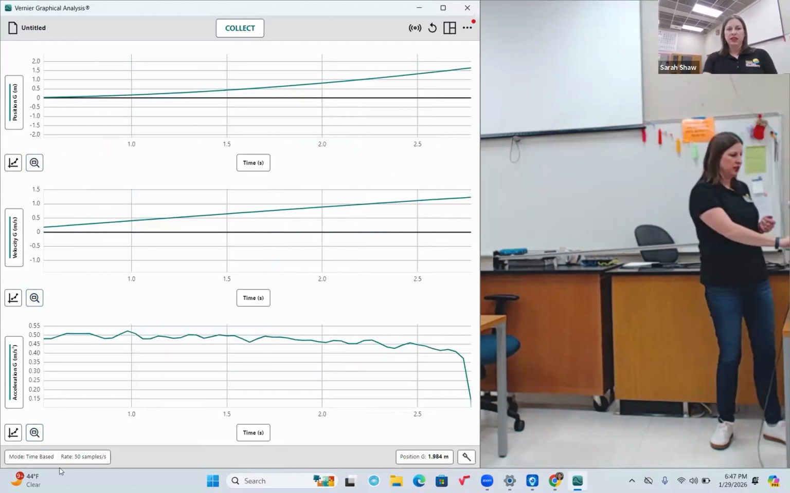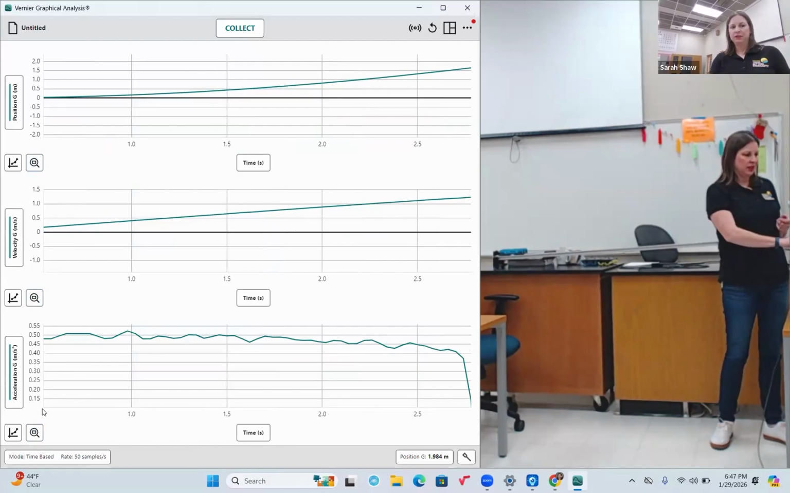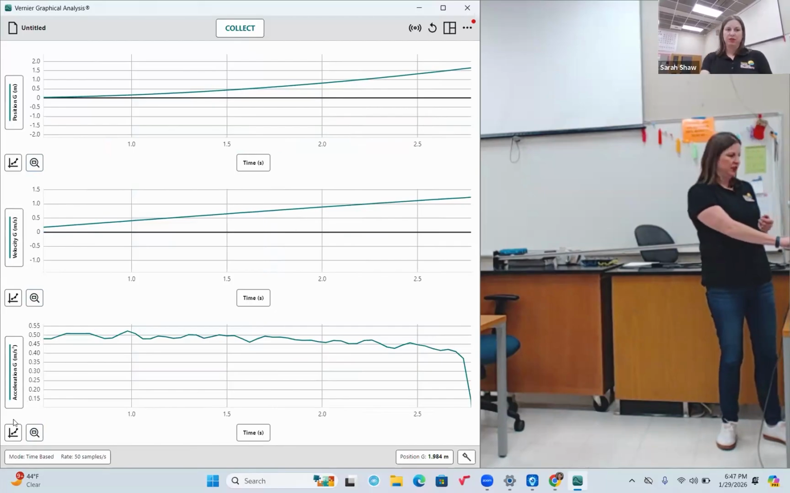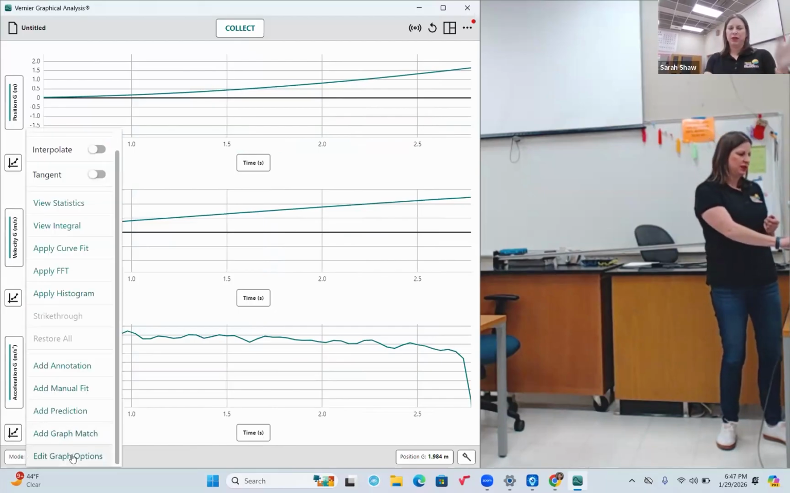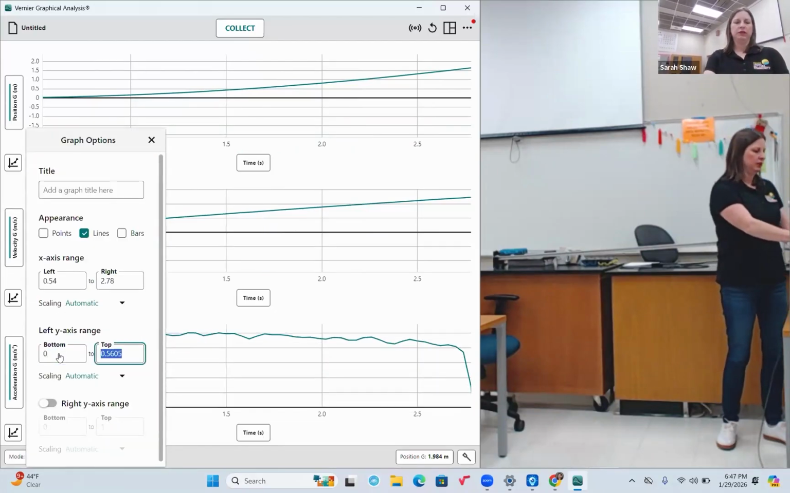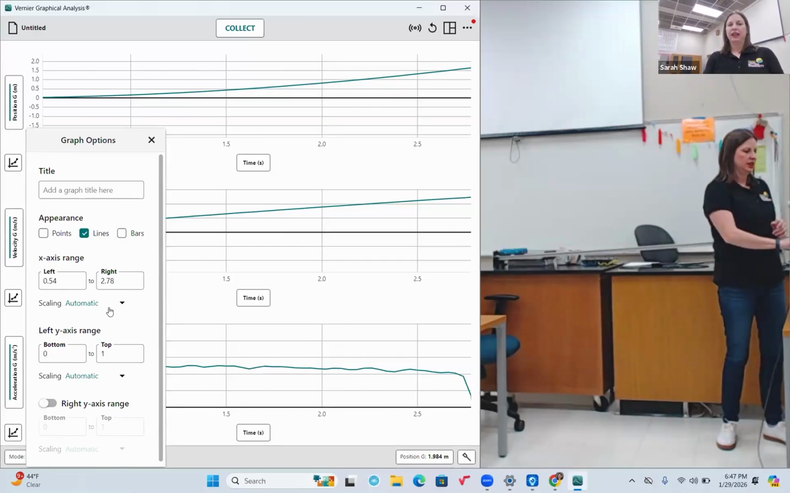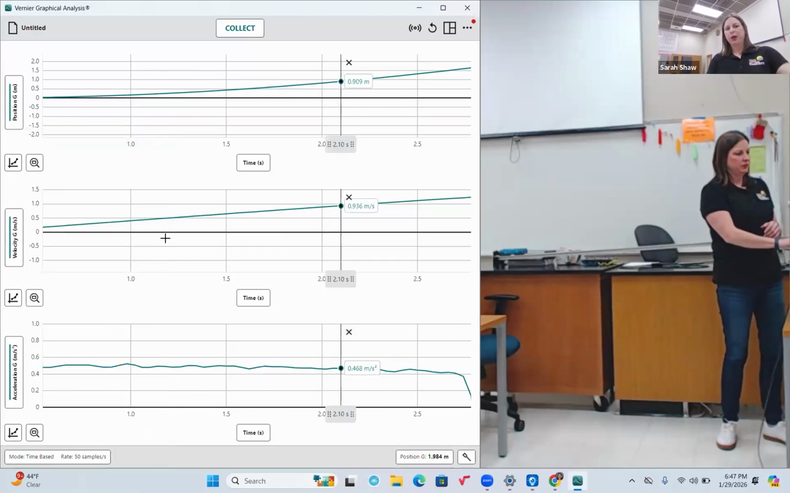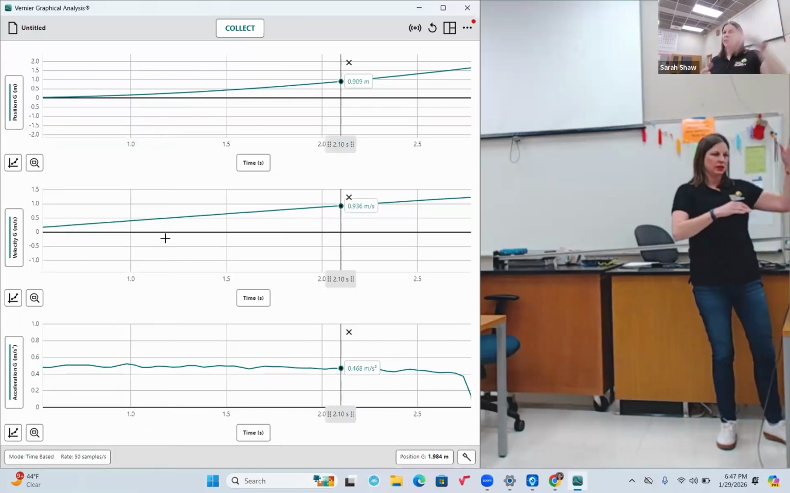And you can still adjust, like this scale, 0.15 to 0.55 meters per second squared doesn't really show me exactly what I want to see. I'm going to tell them to go from 0 to 1. So you can see it's a nice flat line. But this one, I would probably move up a little bit, start at 0.